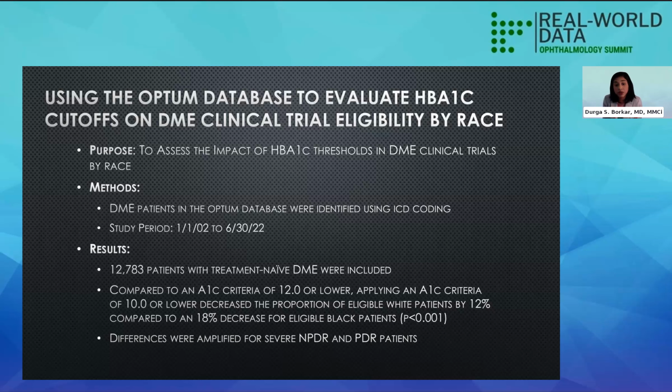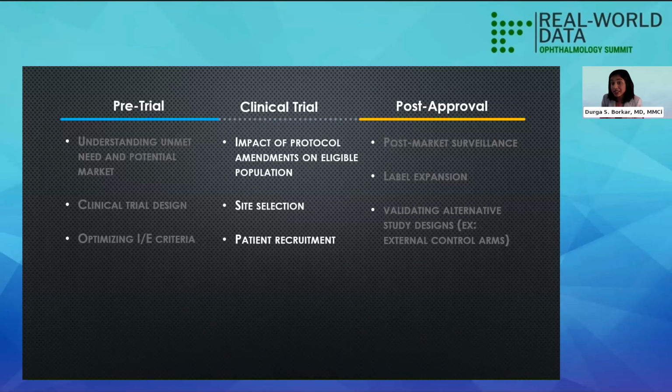And when we compared to an A1C criteria of 12 or lower, applying an A1C criteria of 10 or lower, which is often used in clinical trials, sometimes even 8, decreased the proportion of eligible white patients for the study by 12% compared to an 18% decrease for eligible Black patients. And you can see that that is statistically significant. And when we looked at severe NPDR and PDR cohorts, those differences were actually amplified. It's important to keep in mind that we were actually looking specifically at an insured population. So you can imagine that this effect may be even more if we look at an overall group, both insured and uninsured. Important to think about as we design these studies.